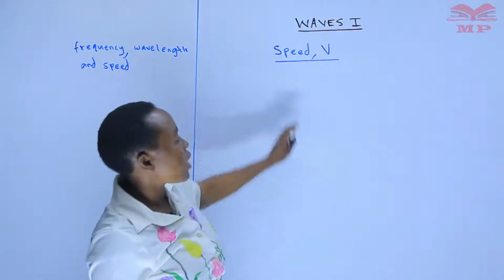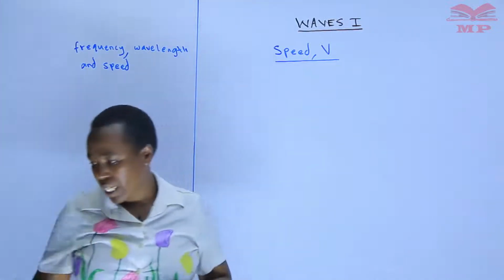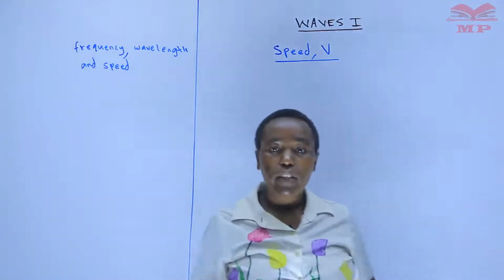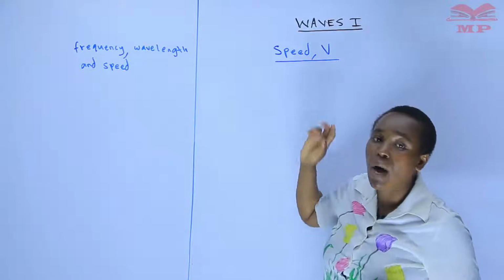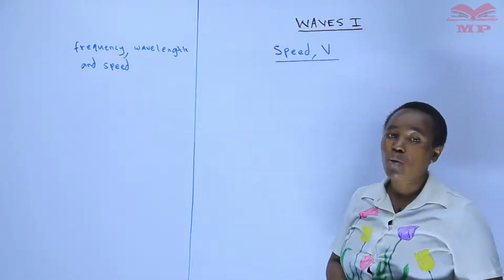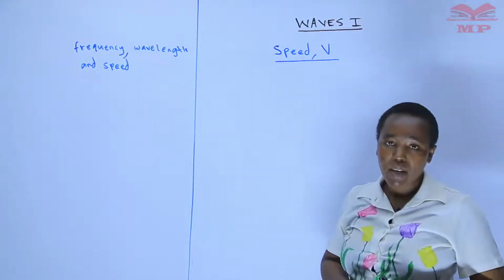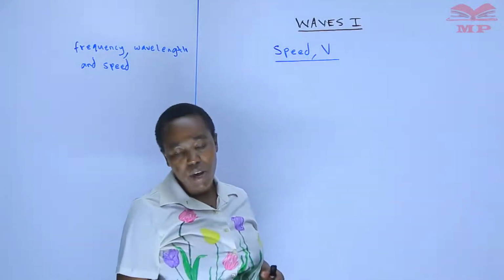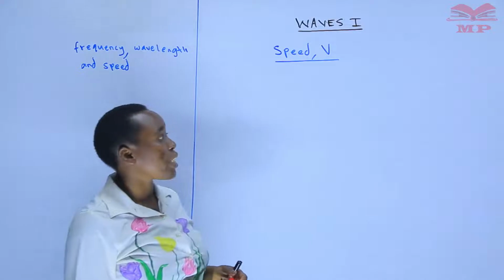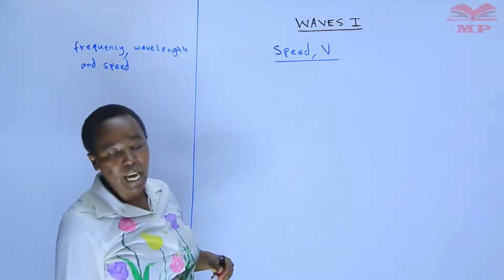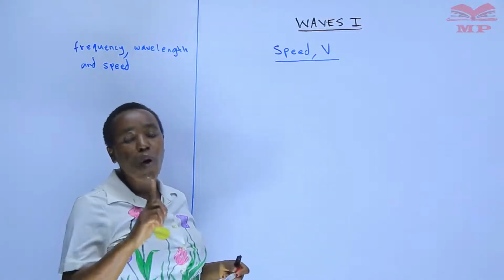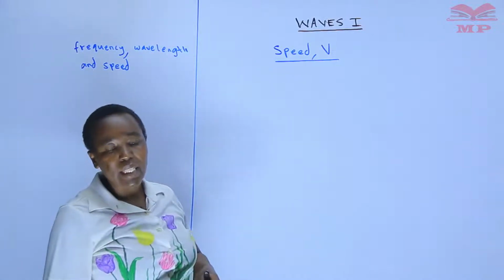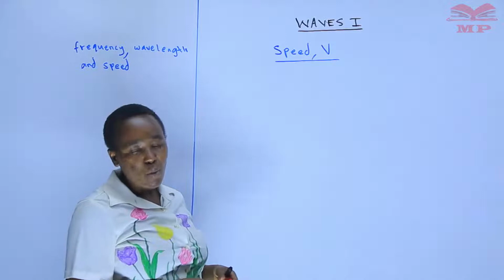Now, we start with the definition of speed. Now, this is not a new term. You learned it also in Form 1, in mathematics. What is speed? Now, when we talk of speed, and here we are talking of the speed of a wave, it simply refers to the distance covered by a wave in 1 second. Because we define speed in mathematics as distance covered per unit time.